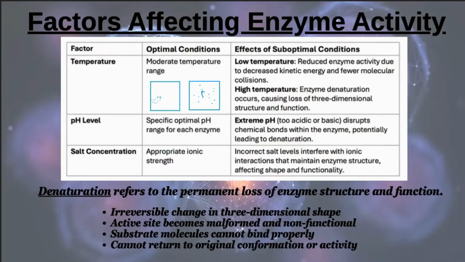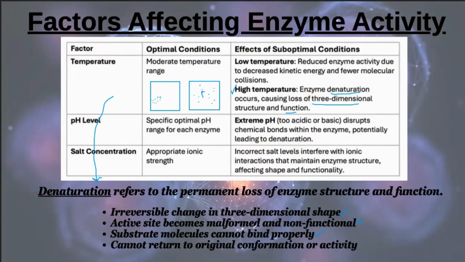Now, let's take a look at the opposite extreme. If you have high temperature, then you have something called denaturing, which basically means that the 3D structure is now changed, which means that the functionality of that enzyme now changes as well. And this is really important to note because this can result in permanent loss of that enzyme structure and function. Usually it's irreversible in the 3D change. So the shape, once it contorts, can now not go back. And so it's deemed non-functional. And you can't have those molecules bind properly.